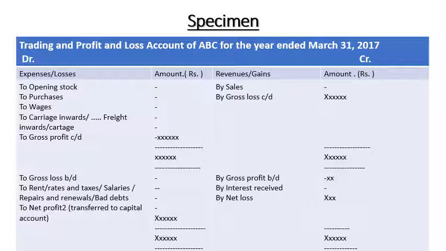If profit is there, then the entry will be profit and loss account debit to capital account. If loss is there, then capital account debit to profit and loss account. So it means the nominal accounts will be closed and the profit or loss derived from this will shift to the capital account. So I think this is the disclosure of the trading and profit and loss account as a part of the accounts, and the entries associated with both.